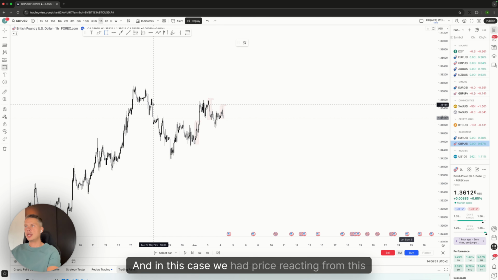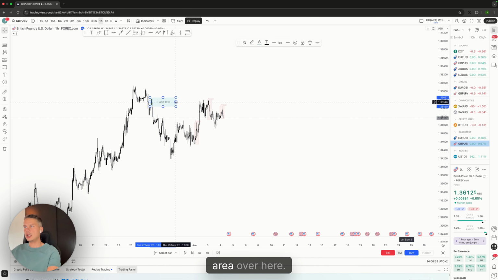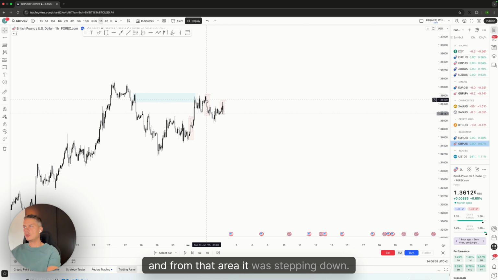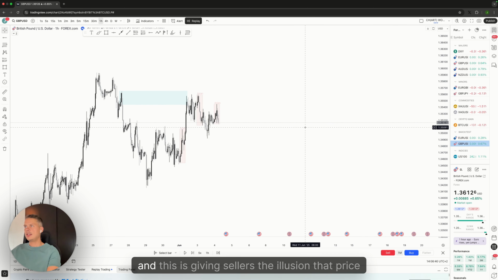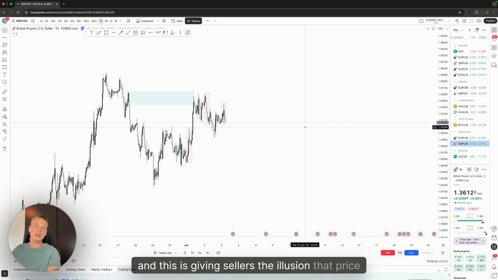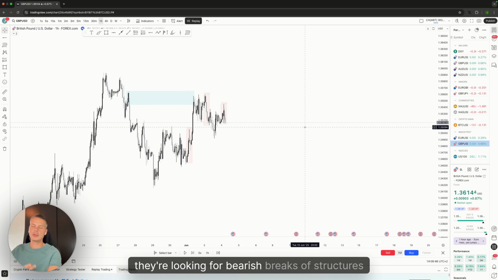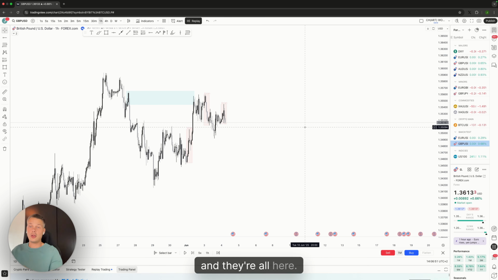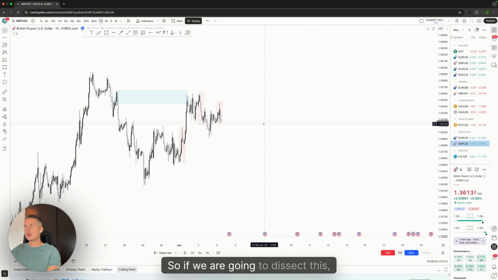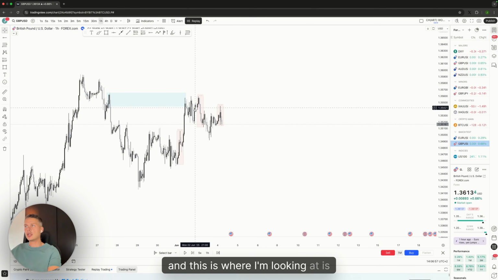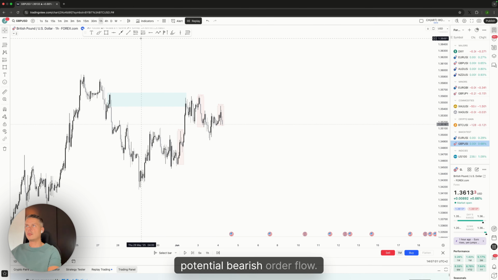In this case, we had price reacting from this area over here. Price stepped into that area, and from that area, it was stepping down bearish. And this is giving sellers the illusion that price wants to go low. They are looking for little sweeps, they're looking for resistance zones, they're looking for bearish breaks of structure, and they're all here. So if we are going to dissect this little type of price action, what I'm looking at is how we can identify potential bearish order flow.